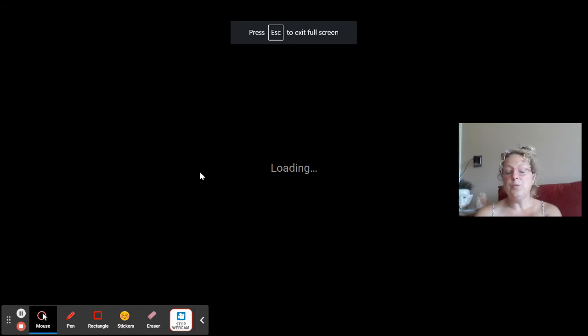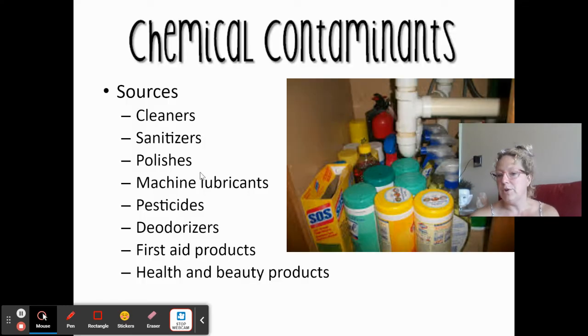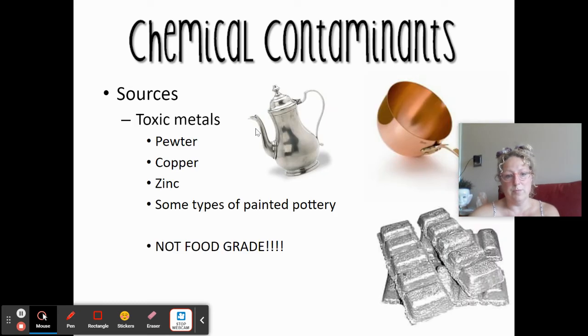So, finally, to wrap up the types of contaminants here, we're going to wrap up the last two pretty quickly and easily. Chemical contaminants are chemicals, cleaners, sanitizers, polishes, machine lubricants, pesticides, deodorizers, first aid products, or even health and beauty products. These are chemicals that are used in and around food service. And it's really important to make sure that you use them properly and that you store them properly.